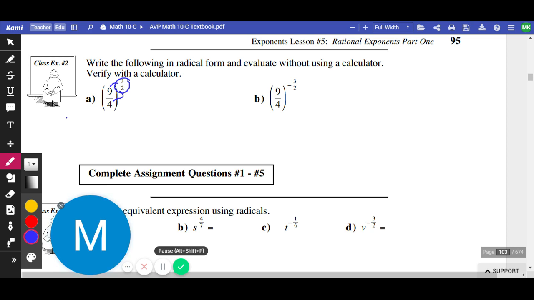I would start by bringing this exponent in. Okay, that's my power of a power law. So I have an exponent on the outside of the brackets. I should bring it inside the brackets. And that would change my question to become 9 to the power of 3 over 2 divided by 4 to the power of 3 over 2.